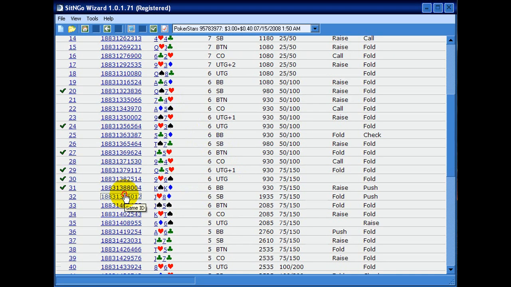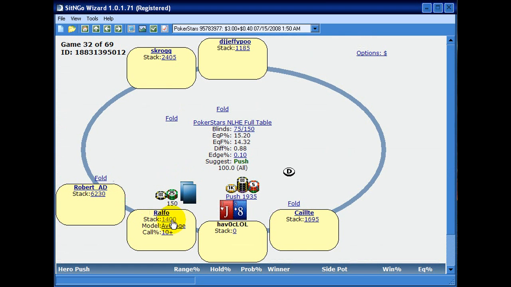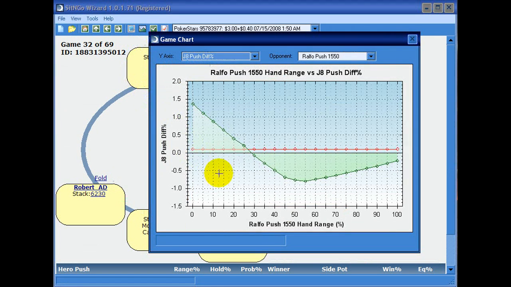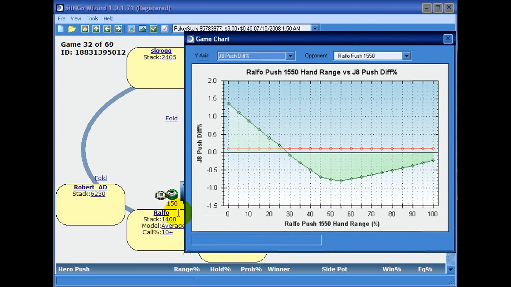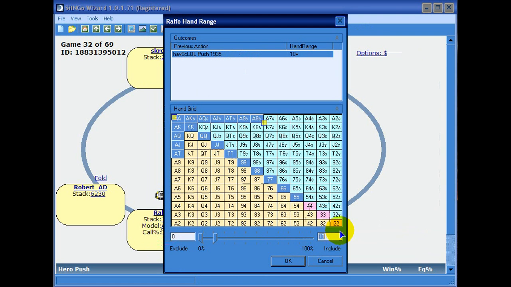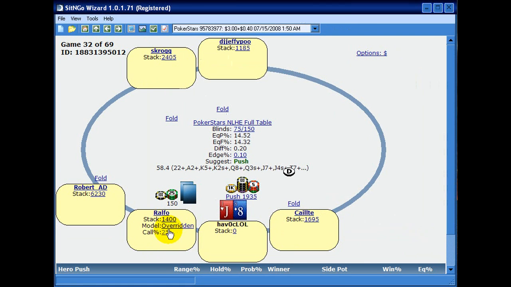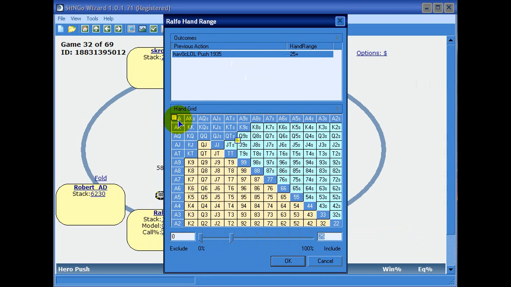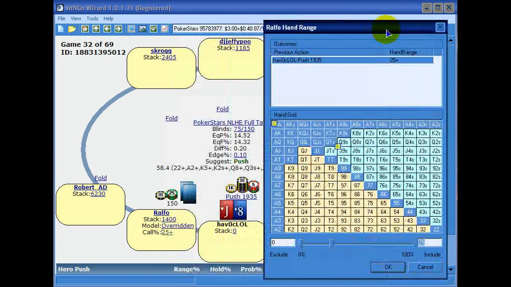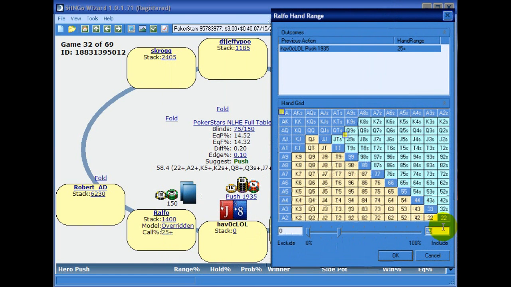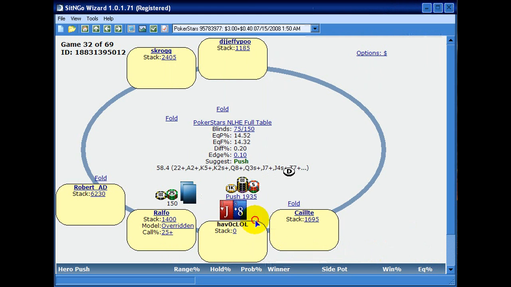Again, we can have a look at how often he calls us for this to be a -EV push, and considering Ralpho is not a regular, he has to call us with about 25% of hands for us to make this a non-plus EV push. And look at this, 25% of hands is this. He has to call us with king 10 offsuit, he has to call us with any ace, which is definitely a false thing with these stacks. He's got 10 big blinds, and he has to call us with 2s for us to make this an unprofitable push, and that's just not the truth.